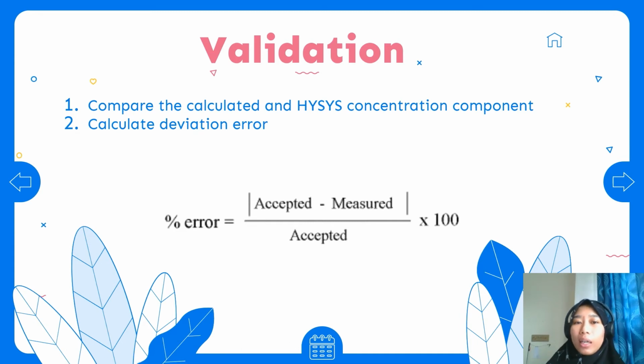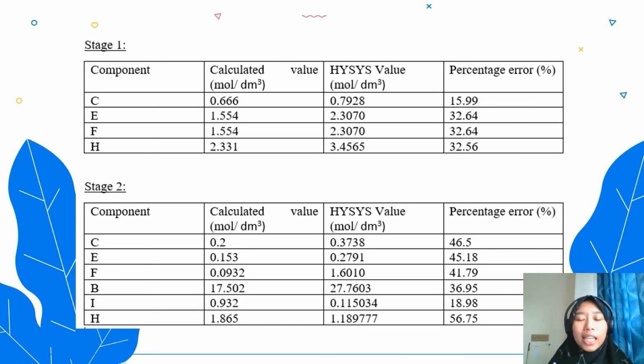For the validation part, I have compared the calculated and HYSYS concentrations of the components. So I have calculated the deviation error, which is the percentage error, equal to the accepted value minus the measured value over the accepted or actual value, times 100. This is the result for the validation part.